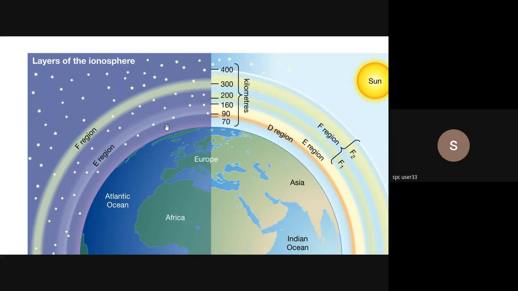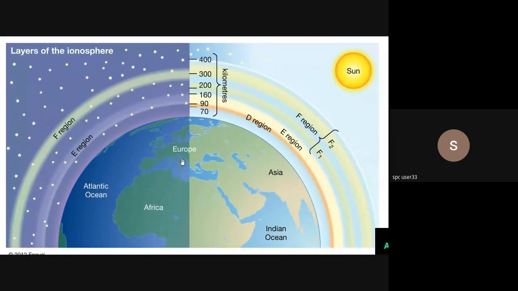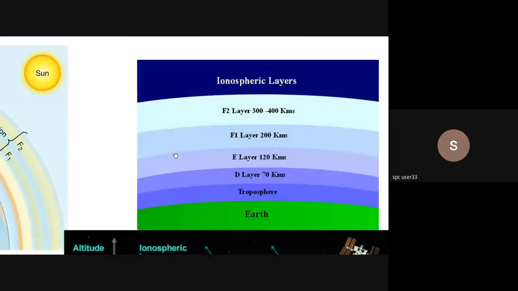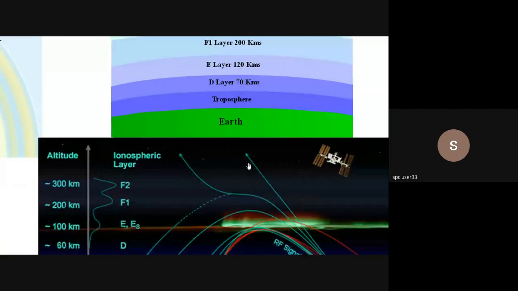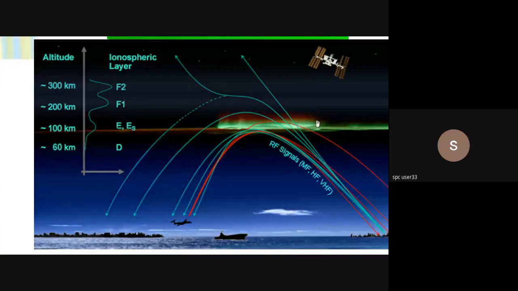This is how it is. The F1 layer is not seen here during the night time. That's very interesting. The D layer also is not seen here. But the layers are sequential from low frequency radio waves to high frequency radio waves, very reflective. These are placed at these heights: D layer 70 kilometers, E layer 120, F1 layer 200, F2 300 to 400 kilometers. Otherwise, you'll see that here you have the auroras. This light is all about the auroras, E1, E2, sporadic E layers. Radio frequency signals: middle wave, high frequency, middle frequency, very high frequency waves.